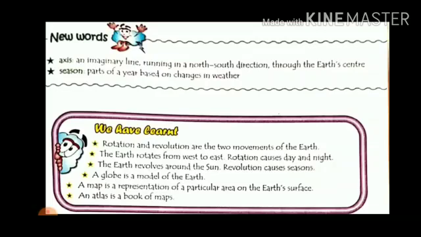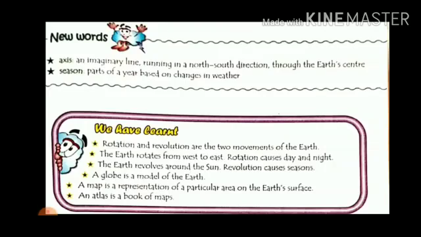Next, what we have learnt here? Rotation and revolution are the two movements of the earth, right? The earth rotates from west to east. Rotation causes day and night. So, you have to remember the earth rotates in west to east direction. Next, the earth revolves around the sun. Revolution causes seasons. These two are very important: rotation causes day and night and revolution causes change of seasons.